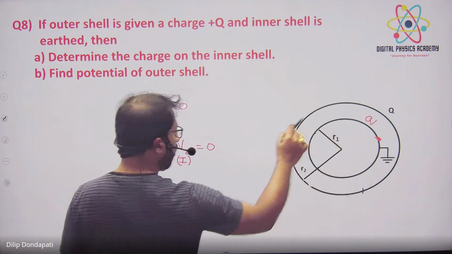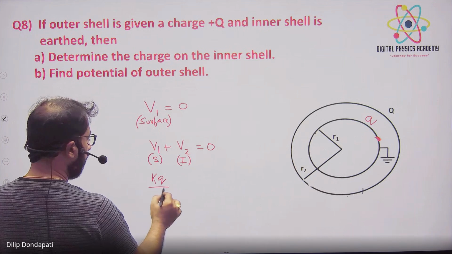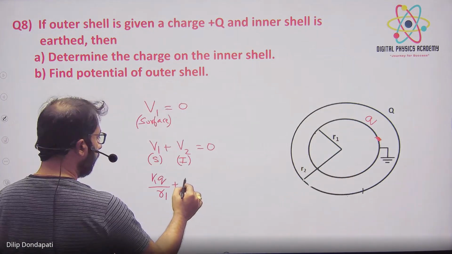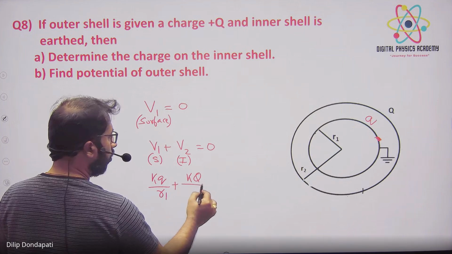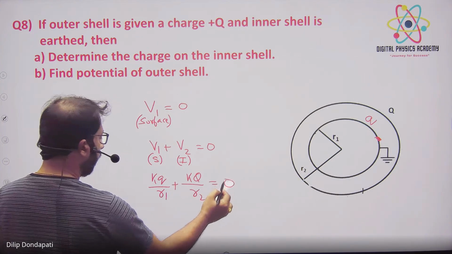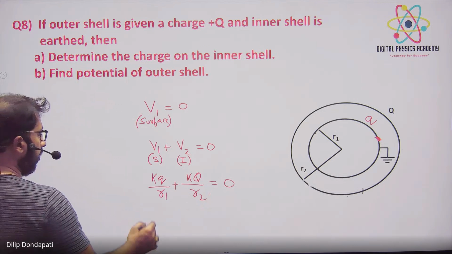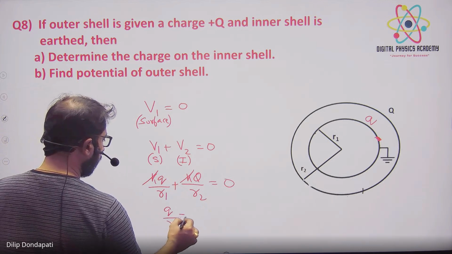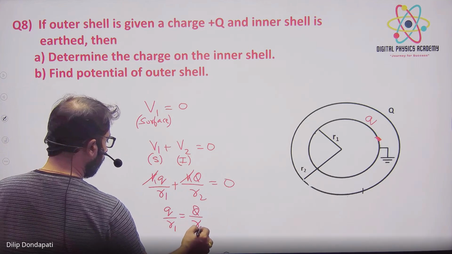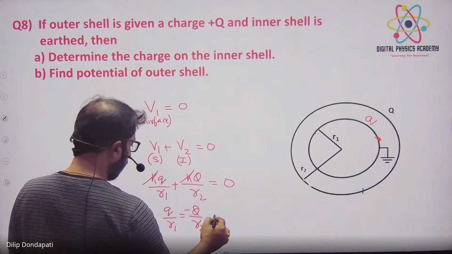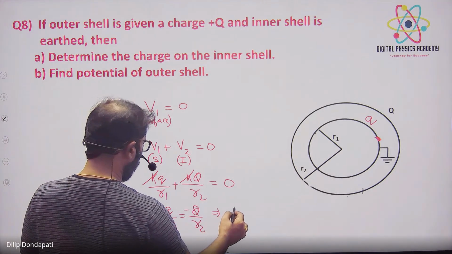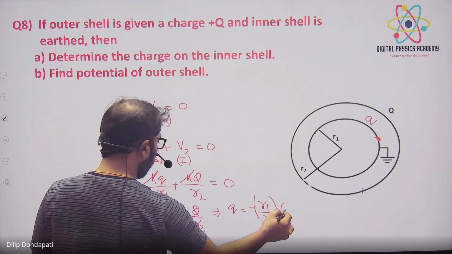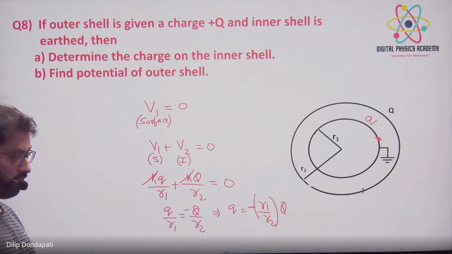Okay. Surface point of potential is Kq by R1 plus for outer shell this is acting like an inside point. So कितना होगा K capital Q by R2. तो सब कितना होगा? ये कैंसिल. q by R1 is equal to minus Q by R2. So therefore q is equal to minus R1 by R2 times this charge.